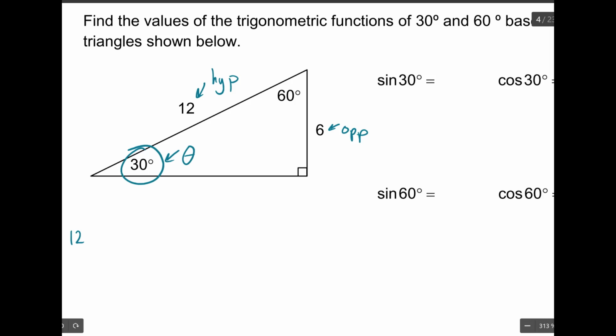So I can do the sine one, right? Because SOHCAHTOA, sine is opposite over hypotenuse. So 6 over 12, that's going to be 1/2. Okay, cool. But for cosine, I need the adjacent side. How do I solve for the adjacent side?